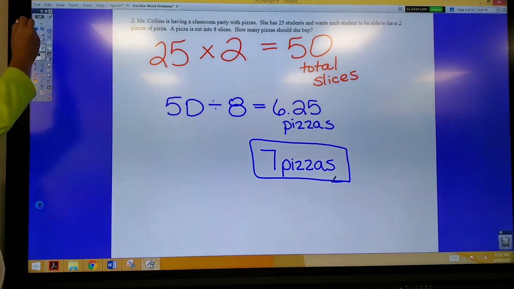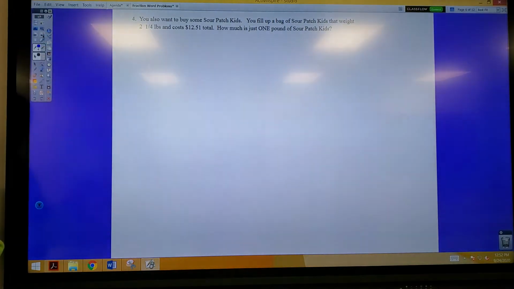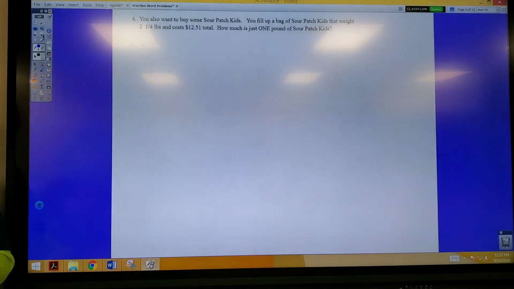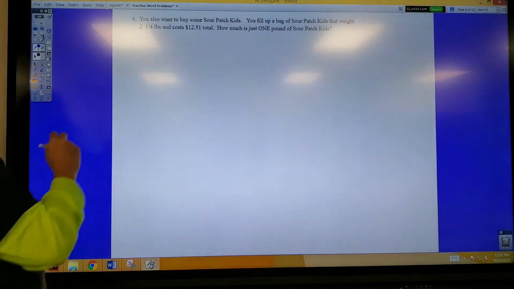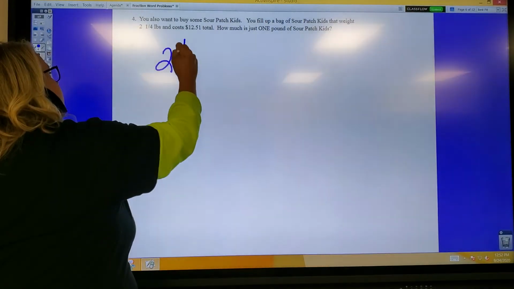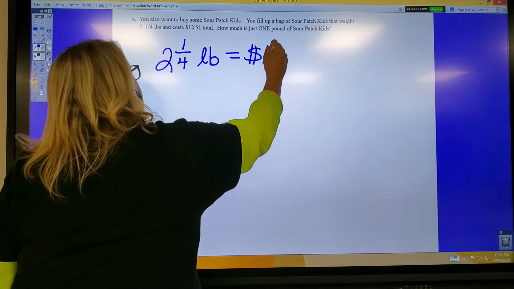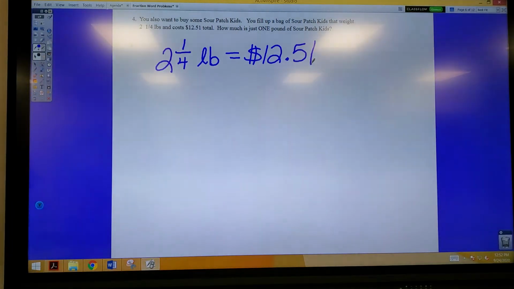Okay, question number 4 is about buying candy by the pound. It says that you're buying some Sour Patch Kids and you fill up a bag of Sour Patch Kids that weigh 2 1/4 pounds and cost $12.51 total. How much is just 1 pound of Sour Patch Kids? So again, 2 1/4 pounds cost $12.51. So what we're going to do here is take that $12.51 and divide it by the 2 1/4.